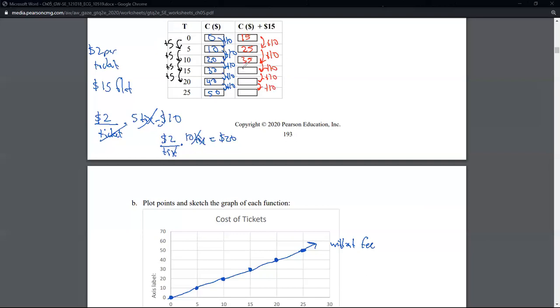So from 35, you get 45. From 45, you get 55. From 55, you get 65. If you don't trust that, go to the blue numbers and add the 15, which was the fee. 20 plus 15 is 35. 30 plus 15, 45. 40 plus 15, 55. 50 plus 15 is 65.